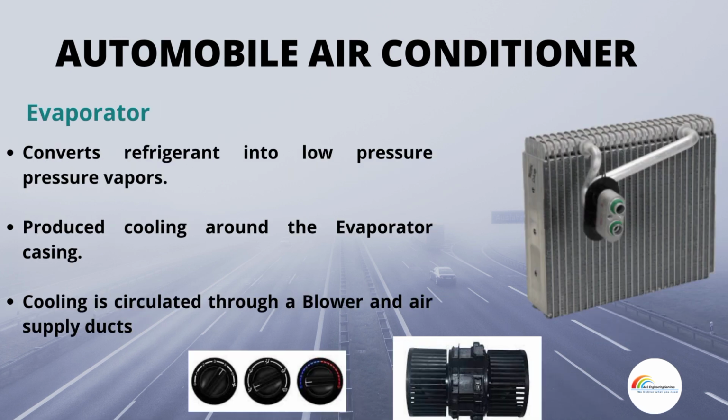Then the evaporator. It converts refrigerant into low pressure vapors, producing cooling around the evaporator casing. It is just like the evaporator in the split AC, or the indoor part of the window AC which is inside the room. That evaporator part you can see in the picture. It is for the vehicle. It is installed just behind the dashboard of the vehicle, and there is also a blower fan and an operating knob. The blower fan spreads the cooling of that particular evaporator throughout the cabin through the vanes and ducts. You can adjust the speed and direction of the air through these control panel knobs.